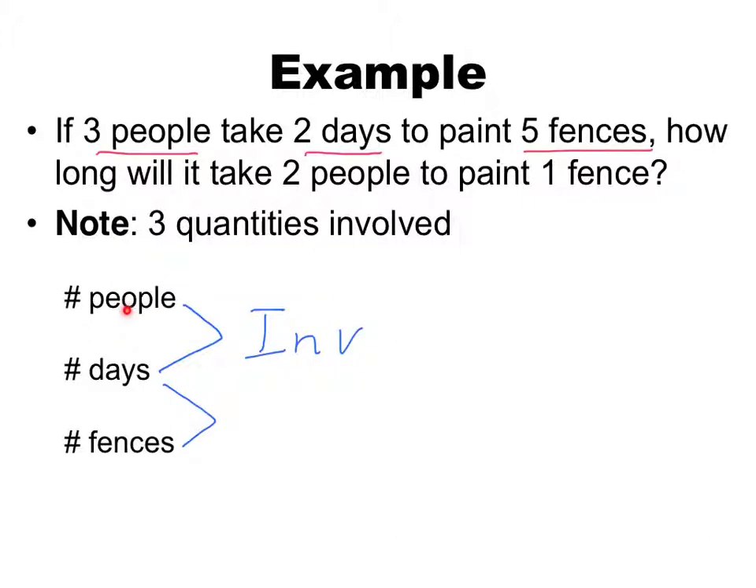So now we're going to hold the number of people constant. We're going to kind of ignore that. We ask, if I double the number of days, what's that going to do to the number of fences that we can paint? Well, if we have more days, we should have more fences. So if we double this, we should double that. So that means these quantities are directly proportional.